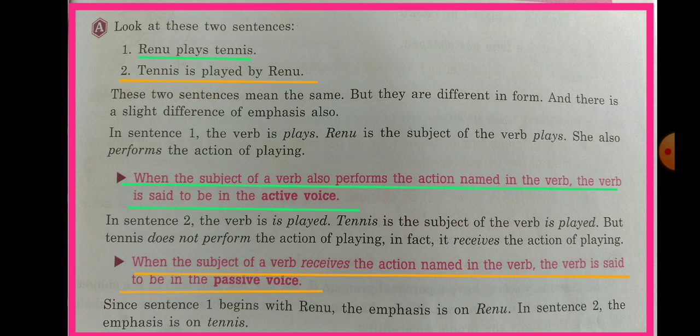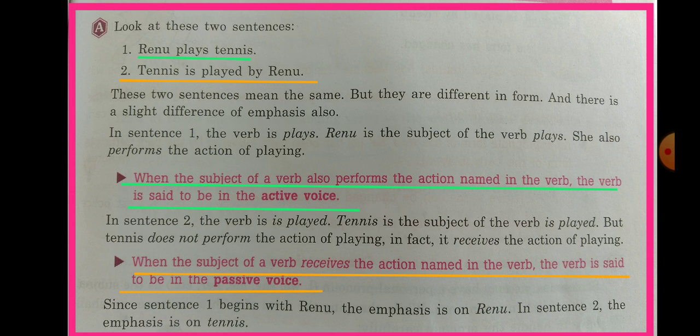In the first sentence, the doer of the action, which is the subject, is placed in the beginning. And in the second sentence, the subject is placed in the place of the object. Means the person who is doing the action is placed at the last. So when the subject of a verb performs the action named in the verb, it is said to be active voice. When the subject of a verb receives the action, then the verb is said to be passive voice.